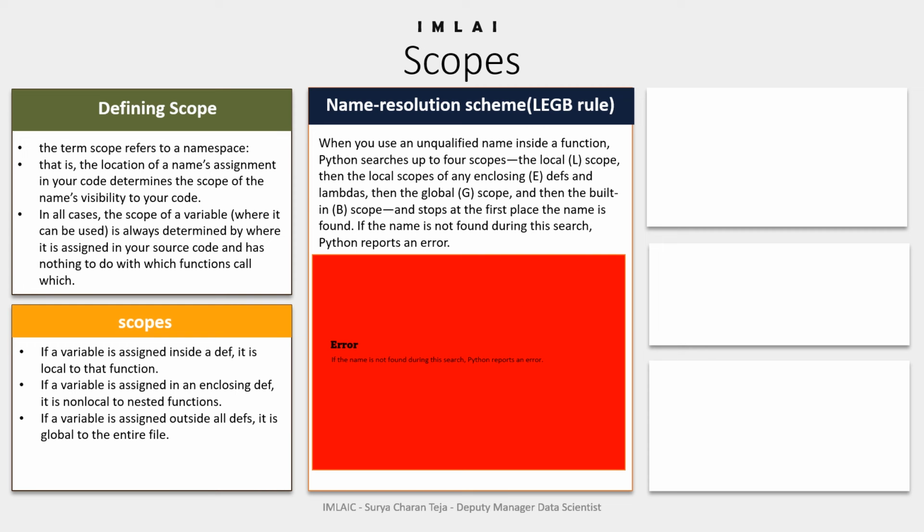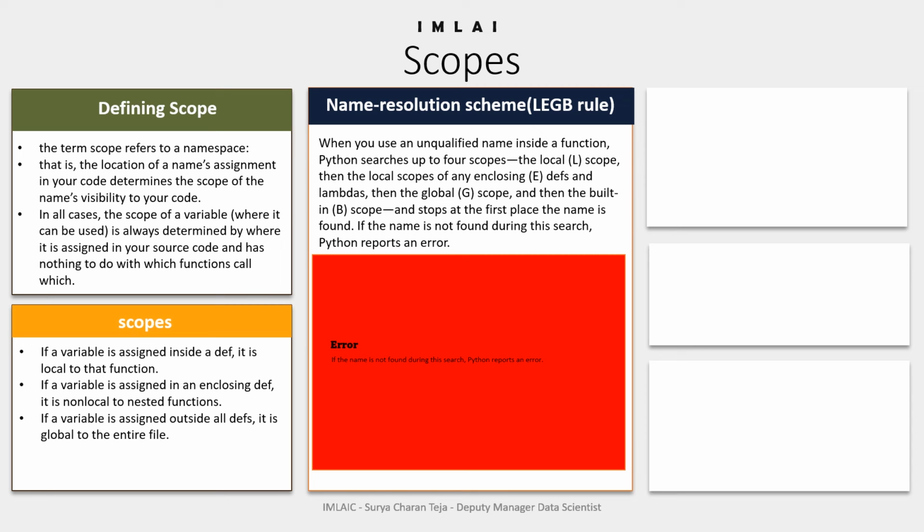So the important point to note down here is, when you assign a name in a function, Python always creates or changes the name in the local scope unless it is declared to be global or nonlocal in that function. So when you assign a name outside of any function, that is, at the top level of a module file, the local scope is the same as the global scope, the module's namespace.